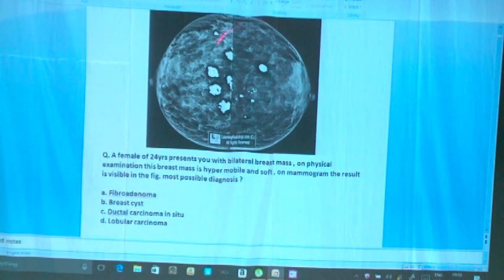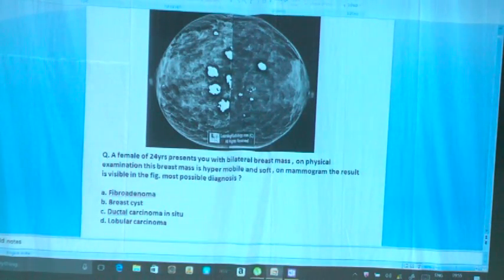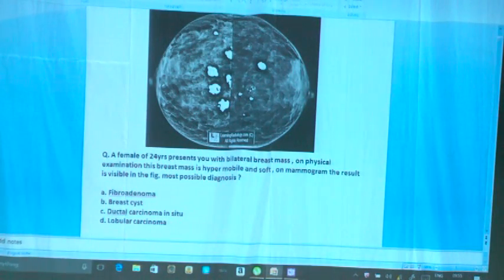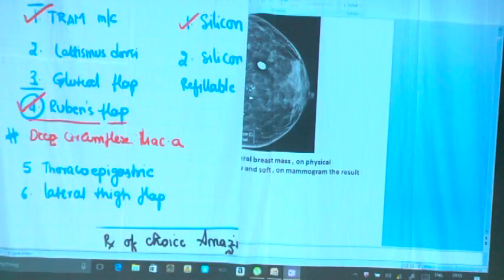On a mammograph, you have the visible lesions. What is the most possible diagnosis? Answer is spot on. It is fibroadenoma. So let's revise fibroadenoma. What are the things that you need to remember in the context of fibroadenoma? I hope everybody followed my lead.